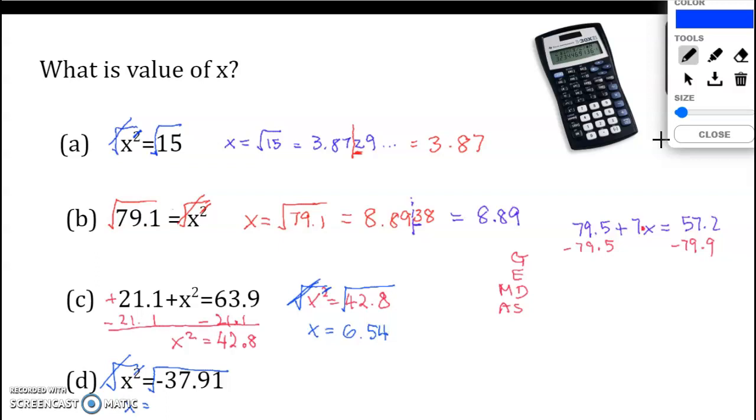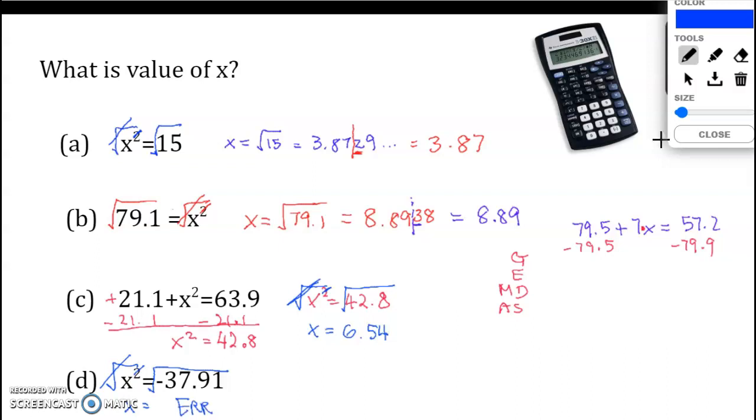Let me try that again. Take 39.91, make it negative, and take the square root of it. I get error. Okay, so why is that?